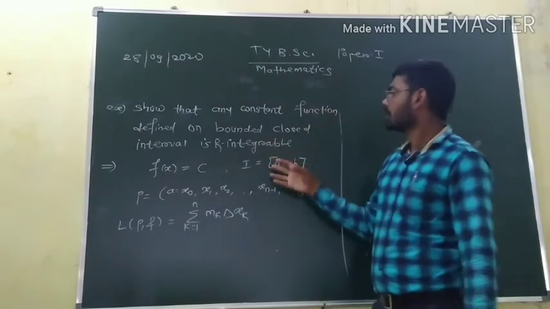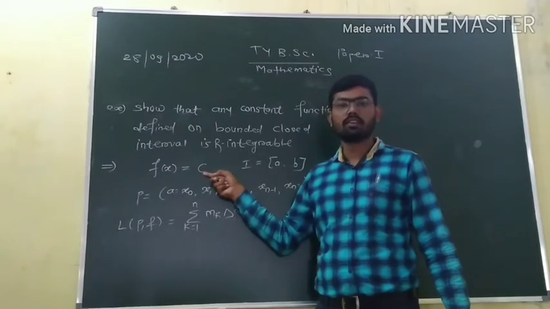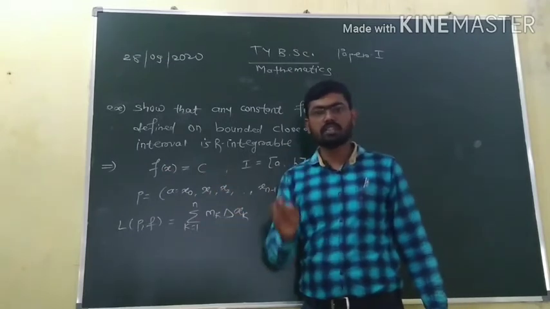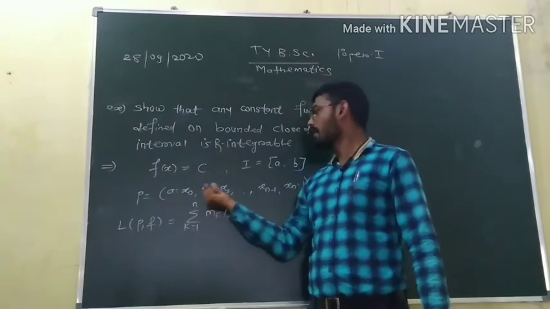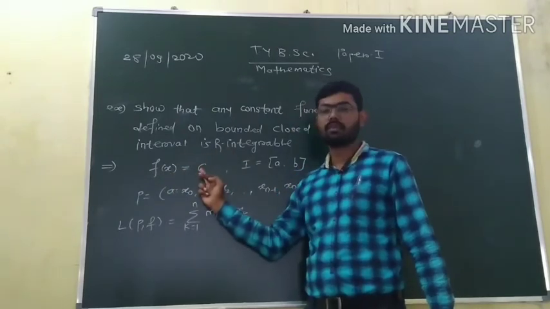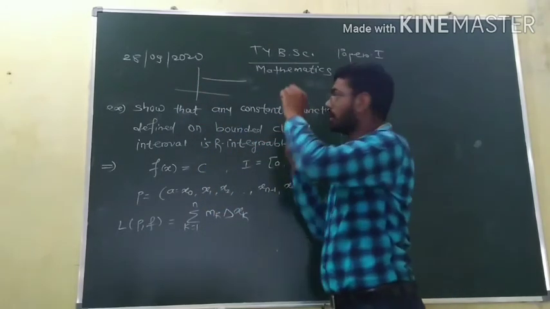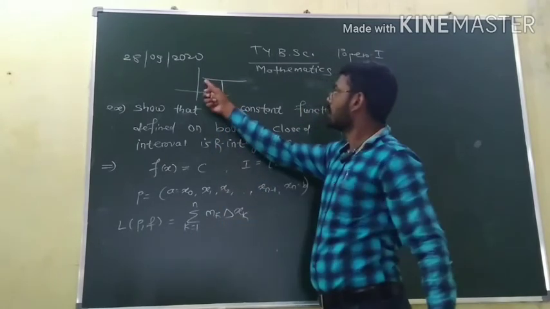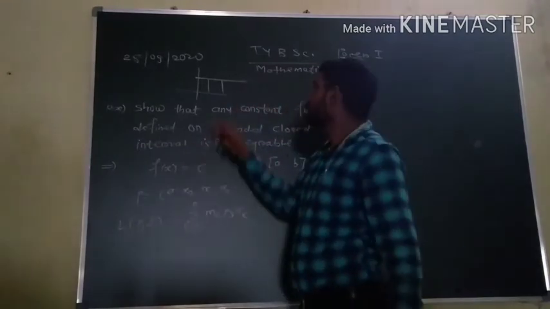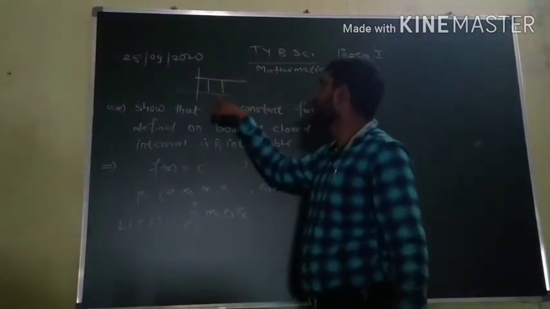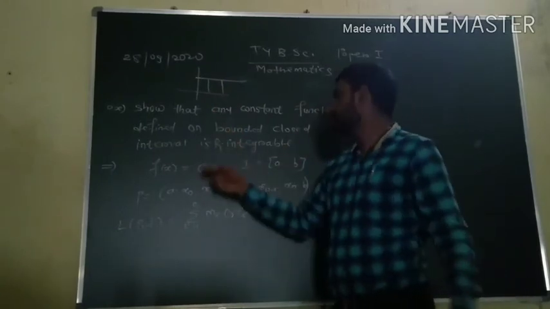Take any interval, the value of the function is fixed, c. Since this function is constant, put any value of x, f of x0 or f of x1, we will get c. This is a constant function like this. Take any interval, it has the same value. So since the function is constant, its value is fixed in any subinterval, which is c.